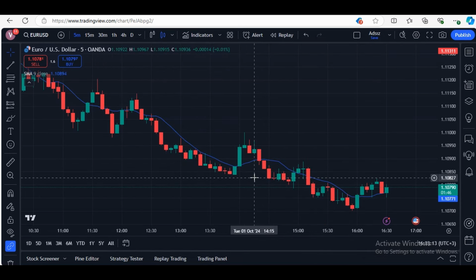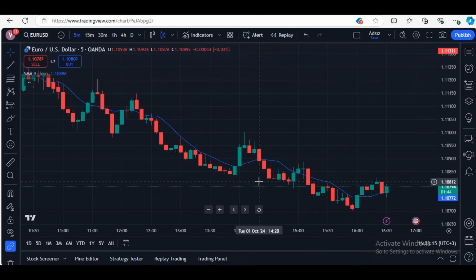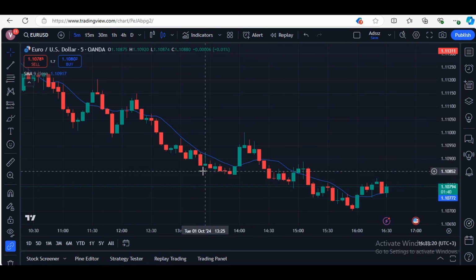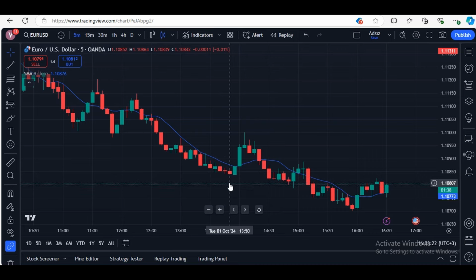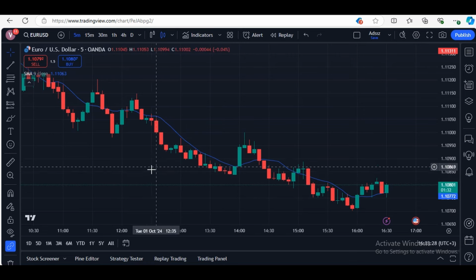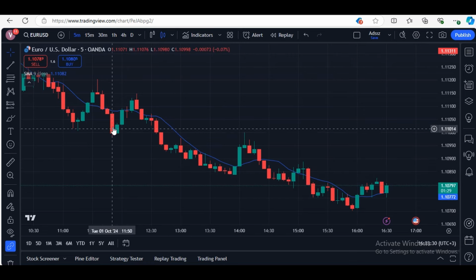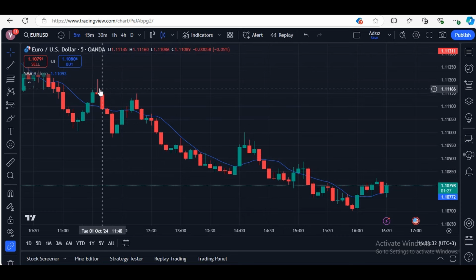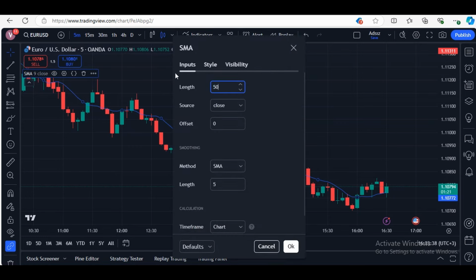Now, let's move to the euro/dollar pair. Let's add our indicators and take a look at our strategy. Firstly, let's add the simple moving average to our chart. We click on the indicators section, type simple moving average in the search bar, and when we click on it, the indicator is added to the chart. You can also add it to your favorite list by clicking on the star icon next to it.